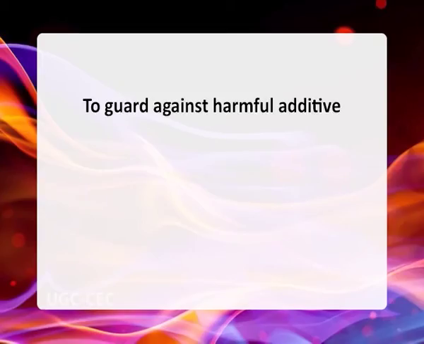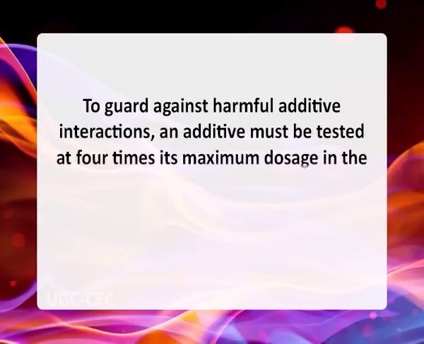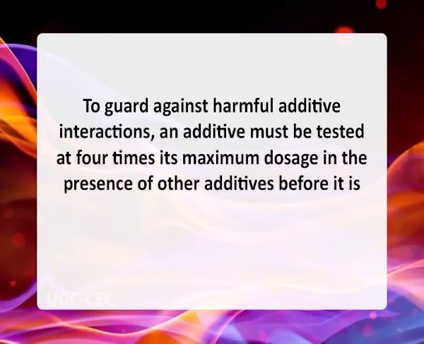Before an additive can be approved for use in aviation fuel, it must undergo extensive testing to show both that it is effective and that it does not harm any other fuel properties. To guard against harmful additive interactions, an additive must be tested at 4 times its maximum dosage in the presence of other additives before it is approved.